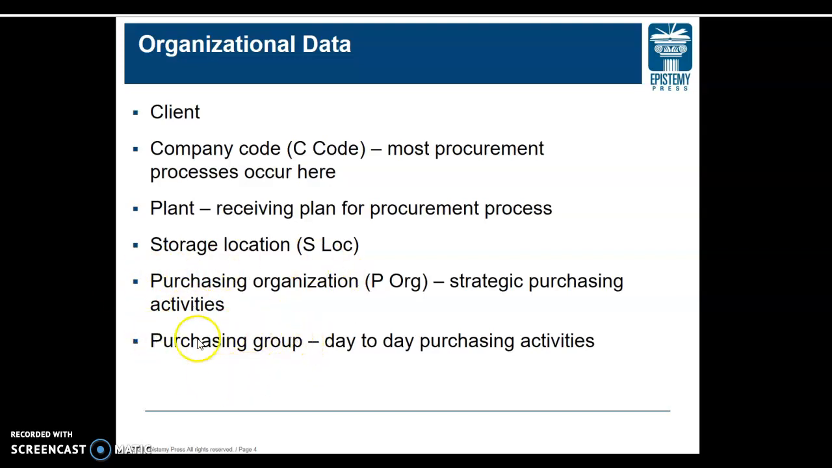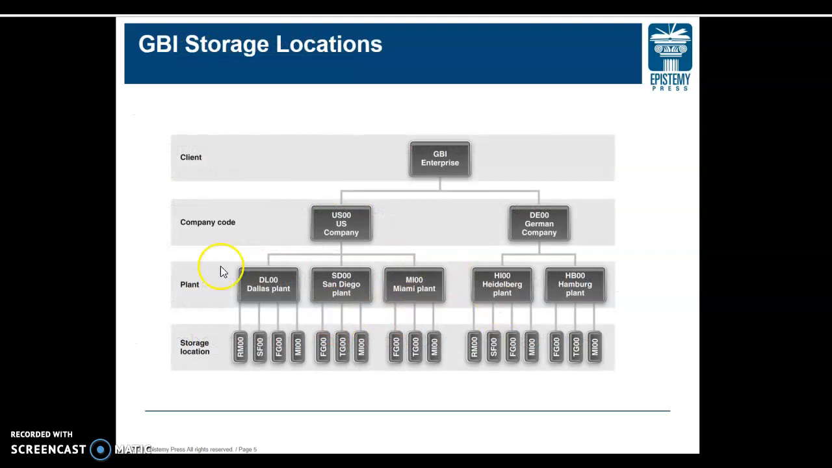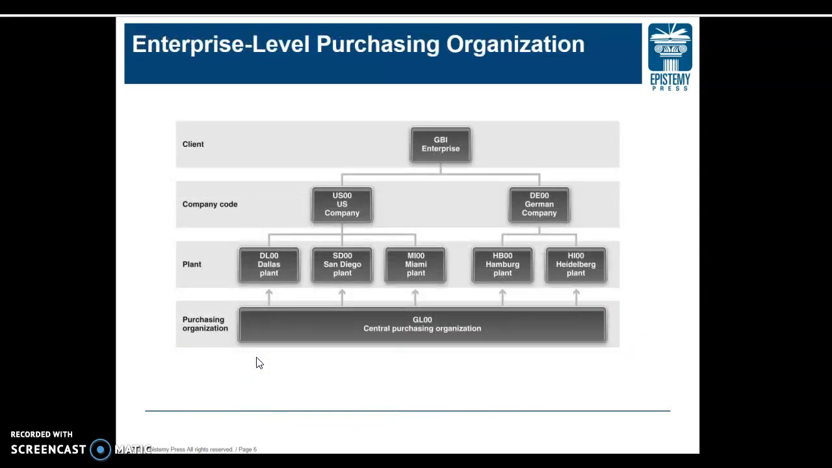We also need to set up purchasing groups. The purchasing organization does the strategic part of purchasing, whereas the purchasing group does more of the day-to-day activities, such as issuing purchase requisitions, requests for quotes, purchase orders, that sort of thing. So we need to set up this organizational data to do the procurement process. As we said, we need to set up storage locations. This is where we'll store the material we buy. We also need to set up purchasing organizations.